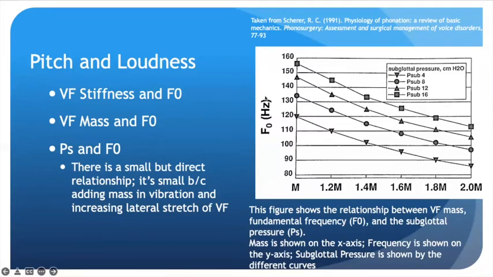So here you can see the relationship between frequency on the y-axis and mass on the x-axis. When mass is increased, fundamental frequency goes down. And now we're looking at a series of lines for various subglottal pressures. So here we have 4 centimeters of water, 8 centimeters of water, 12, and 16. You can see as pressure increases, fundamental frequency also increases. So you can increase pitch by decreasing mass and vibration or by increasing subglottal pressure. That being said, you can control pitch and loudness independently.